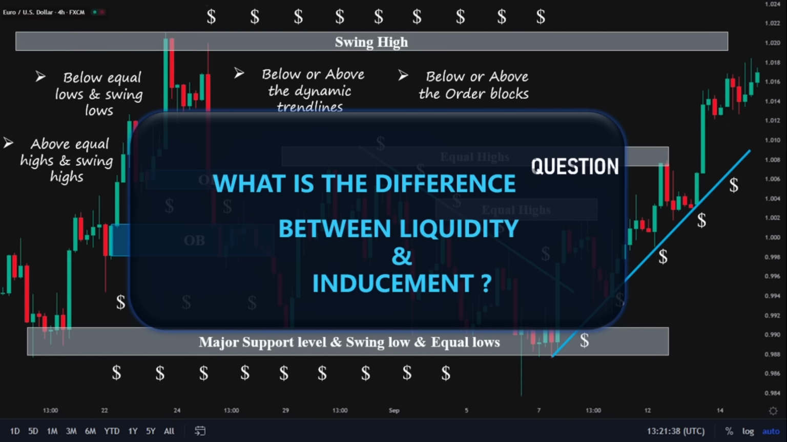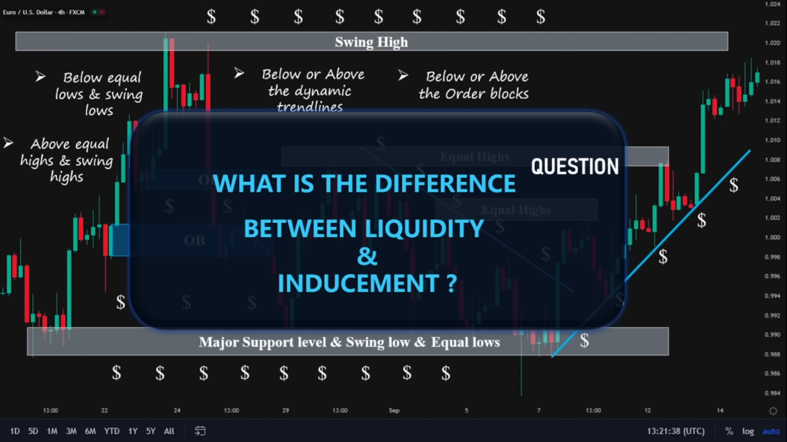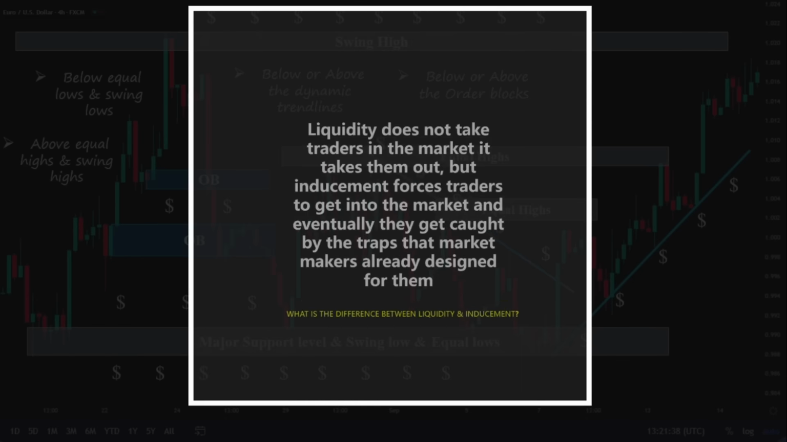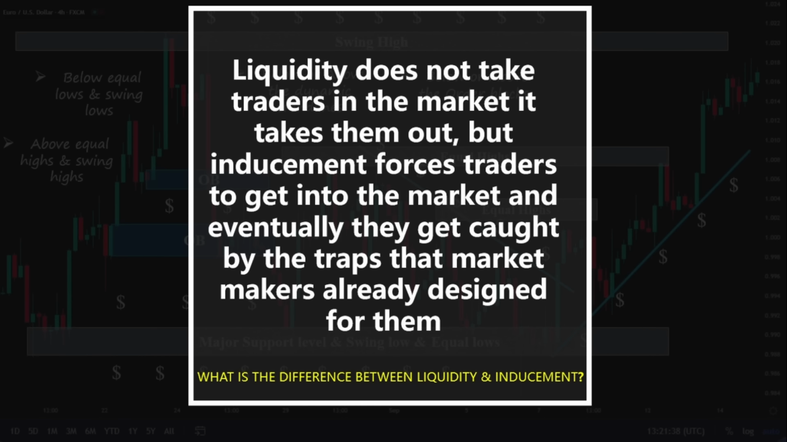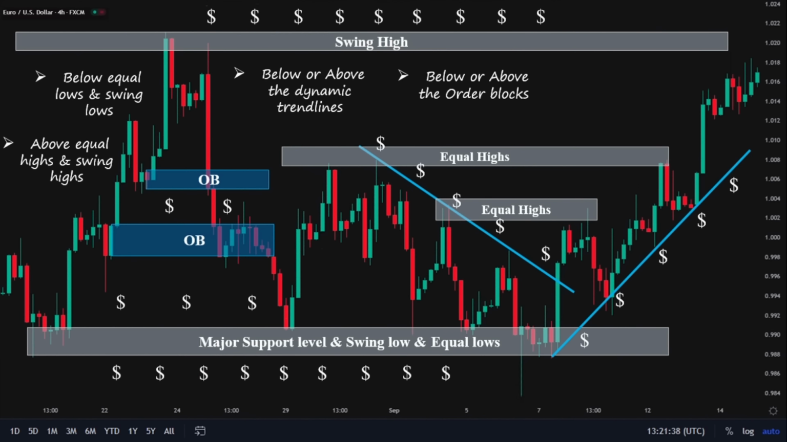So, what is the difference between liquidity and inducement? Liquidity doesn't take traders into the market, it takes them out of the market, but inducement forces traders to get into the market and eventually get caught by the traps that market makers already designed for them. We already discussed both inducement and liquidity, and now we have important information about them. In the following, I am going to show you how to use inducement and liquidity in your trading plan to avoid getting trapped by market makers and reduce your potential losses.